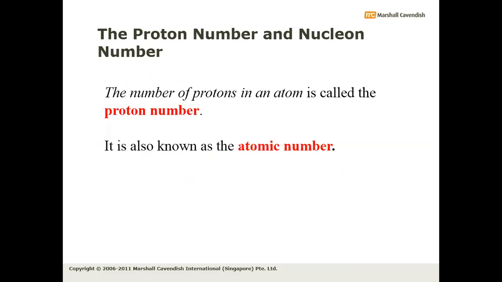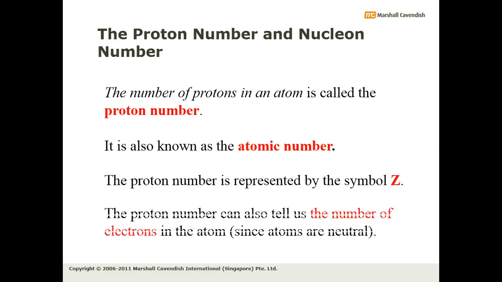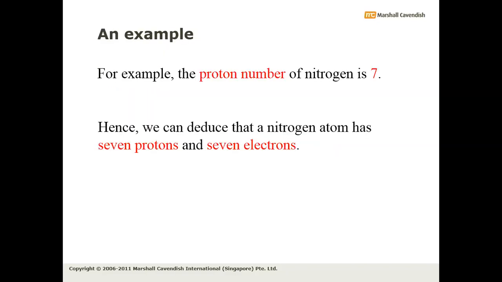Proton number and nucleon number, very important numbers. How to define proton number, which is also called atomic number? It is the number of protons in an atom, and that is called proton number. It is represented by the symbol Z. Proton number also tells us the number of electrons in an atom, because the atom is neutral. So proton number not only tells us the number of protons, but also the number of electrons in an atom. For example, the proton number of nitrogen is 7, so it means that there are 7 protons and 7 electrons.